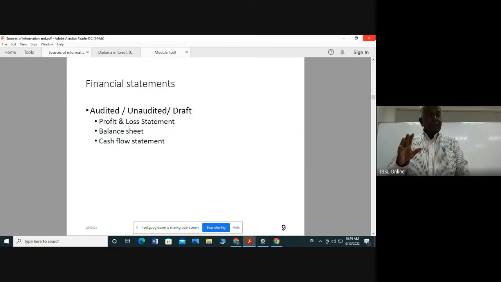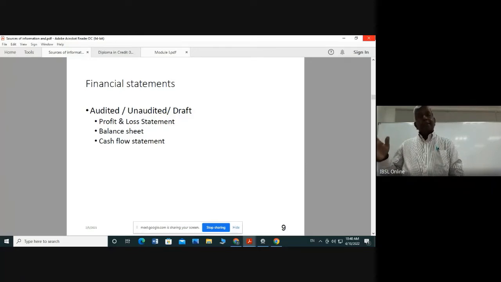Then unaudited. What is unaudited? The company's accountant prepares it, the board would have gone through it, and it is handed over to the external chartered auditors for audit. The auditors have gone through the accounts, but they haven't signed yet together with the opinion. That means there could be amendments, maybe some queries, so there may be amendments in the financial statement. We call it unaudited.